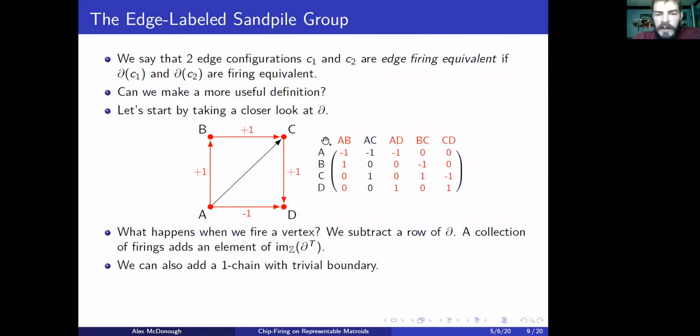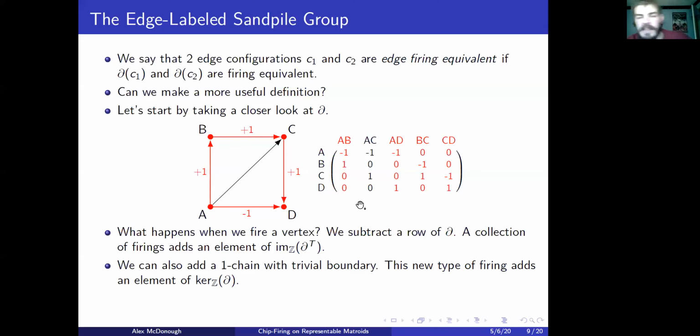If we look at the columns of this matrix corresponding to these edges, we see that if we take the combination of them given these signs, then we're going to get 0. So in this case, if we take AB plus BC plus CD minus AD, that's going to give us 0, 0, 0, 0. In other words, when we do this type of firing, this is going to add an element of the kernel of del.